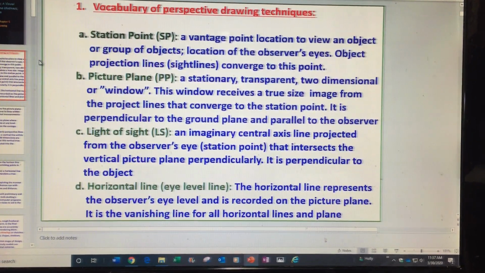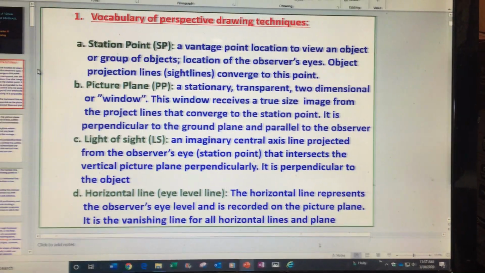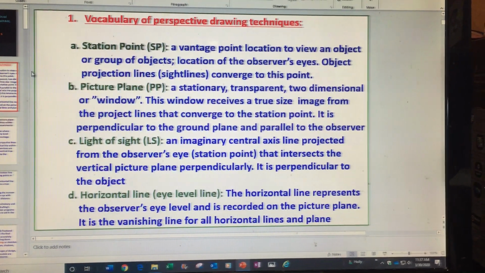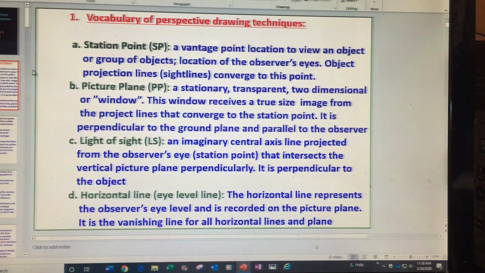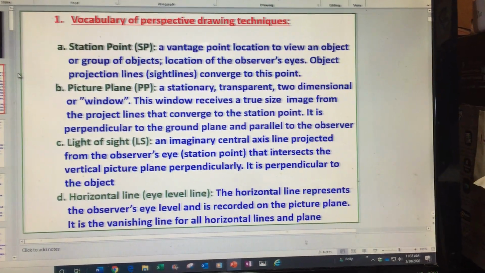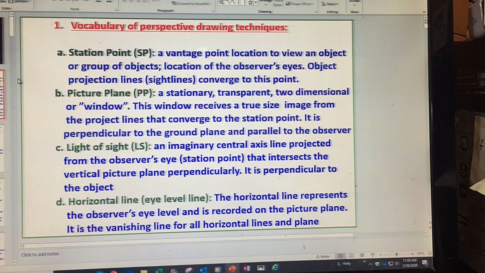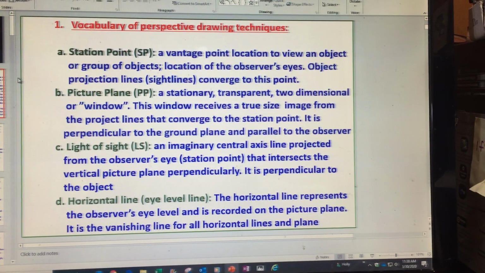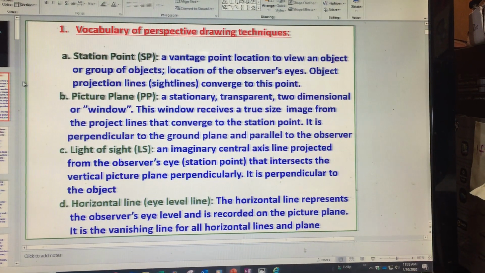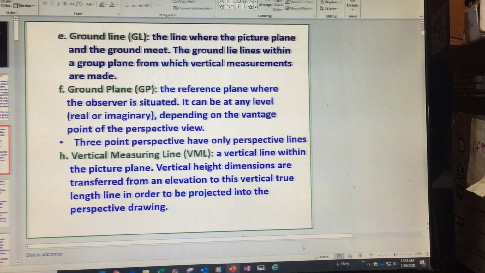The third one is the line of sight. That means the line that goes from your eyes, that means your station point, to the objects. This one is perpendicular to the projects or the objects you're looking at. And the horizon line is the line that represents the observer's eye level, and it is recorded in the picture plane. So we have that one in the drawing.